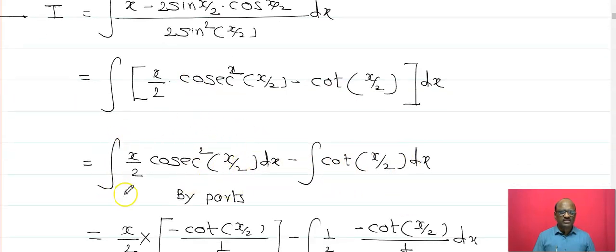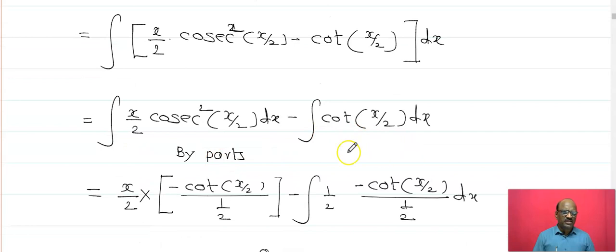Now to solve this integration, x by 2 cosec square x by 2 is the product of two functions. One is algebraic and another is trigonometric. What about the integral of the other term? It is very simple. The integral of cot x is log of sin x, our basic formula. But here it is x by 2, so we have to adjust for the derivative.